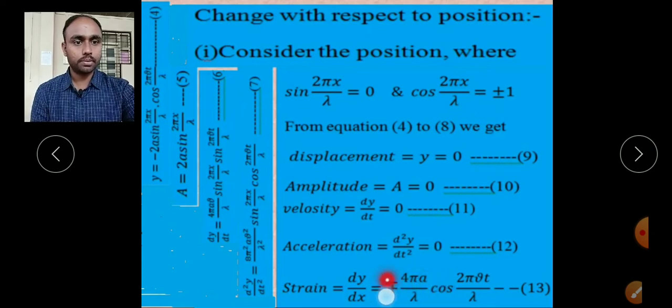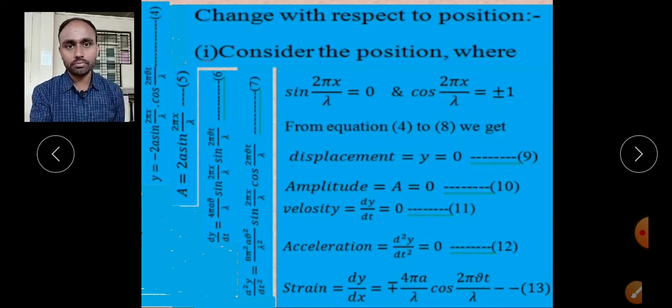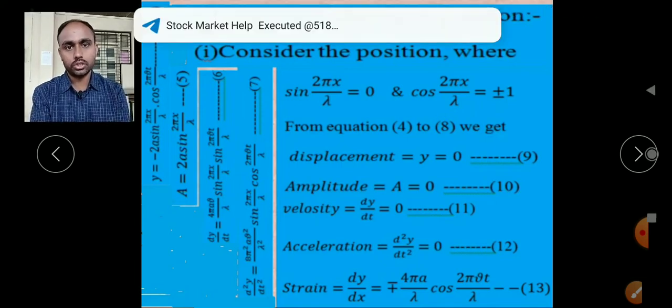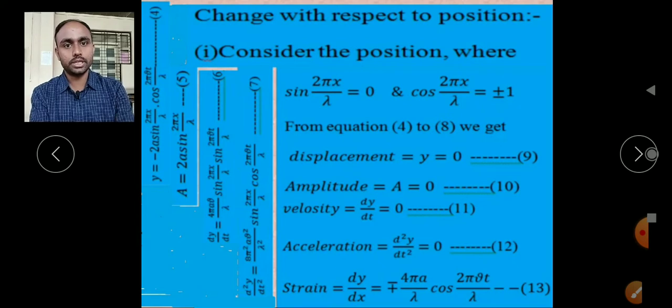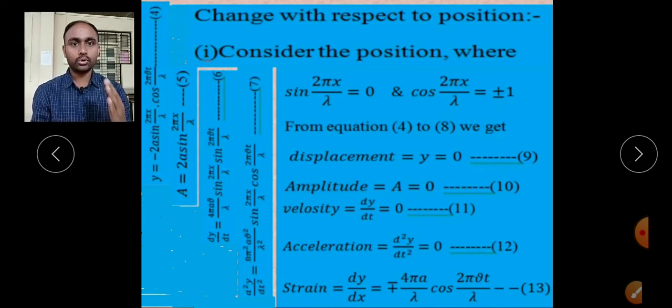So, minus plus 4 pi a by lambda cos 2 pi x by lambda is that plus minus 1, that is why it goes, and then cos 2 pi v t by lambda as it is. So, everything is 0 except the strain. Here we can say strain is maximum, and all other things are 0. So, the maximum strain is present at what? Node, that is the node point. So, the strain is maximum, velocity 0, amplitude 0, displacement 0.